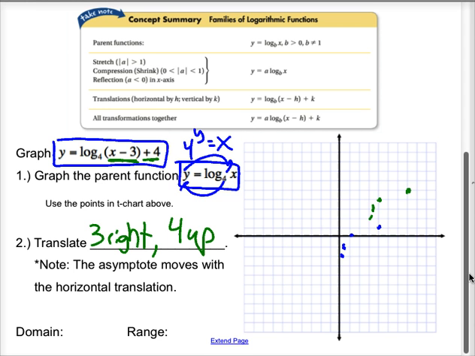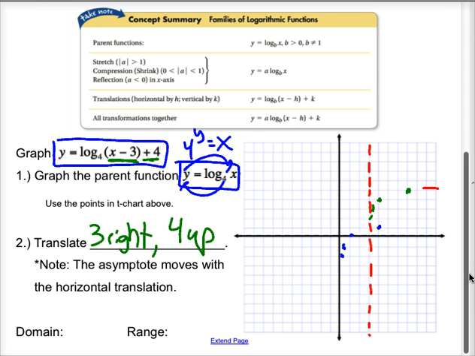Now, my asymptote is going to follow that exact same shift, that same movement. So my asymptote is actually going to move 3 to the right as well. So I want you to plot that shifted asymptote because again, then you know where your graph is going off to infinity. And again, just like with exponential where it shifted up and down, this time it shifts right and left because it is sitting vertically.